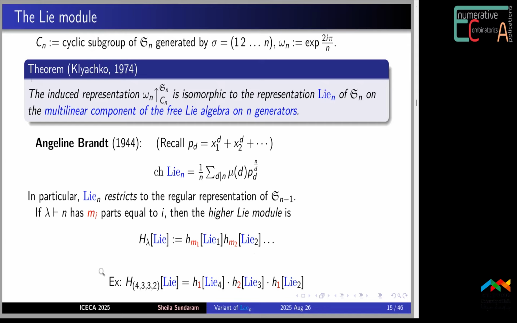Right? So here's an example. For the partition 4, 3, 3, 2, I have h1 of Lie4 times h2 of Lie3 times h1 of Lie2. Okay, so 4 appears with multiplicity 1, 3 appears with multiplicity 2, and 2 appears with multiplicity 1. So in this small example, you can actually compute this by hand.